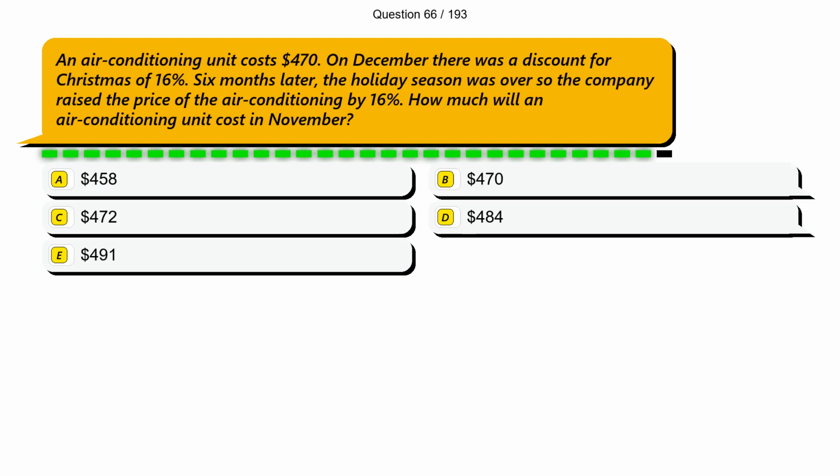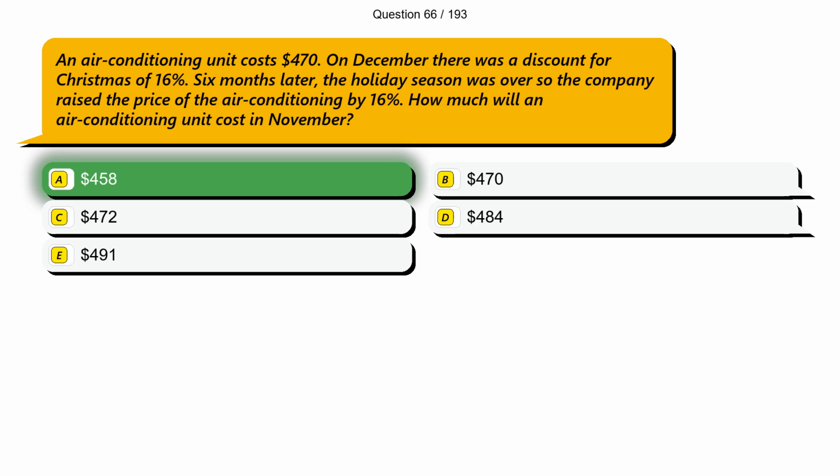Question 66. An air conditioning unit costs $470. In December there was a discount for Christmas of 16%. 6 months later, the holiday season was over, so the company raised the price of the air conditioning by 16%. How much will an air conditioning unit cost in November? Option A, $458. Option B, $470. Option C, $472. Option D, $484. Option E, $491.